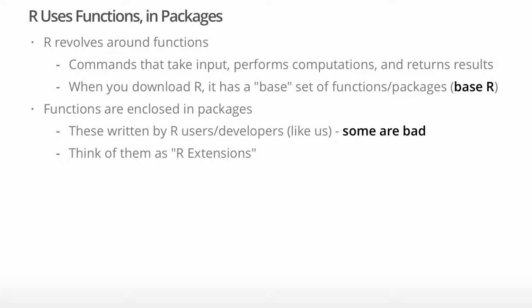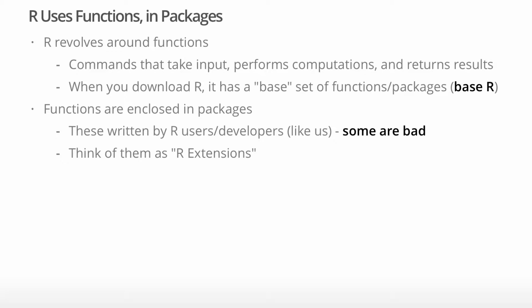So R revolves around functions, right? Just a set of commands that execute a script of code to do something, whether you want to sort a column, make a new variable, or run a model, something like that. So that's pretty much what we're talking about, functions. It's just commands that take input, do something, and return an output.